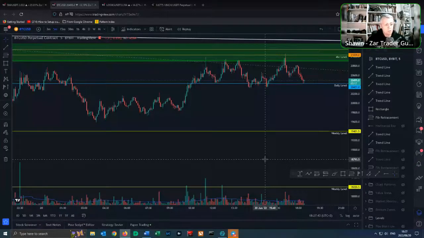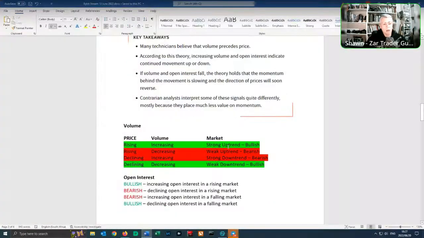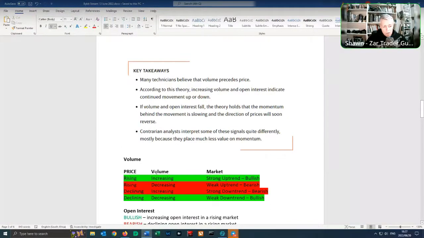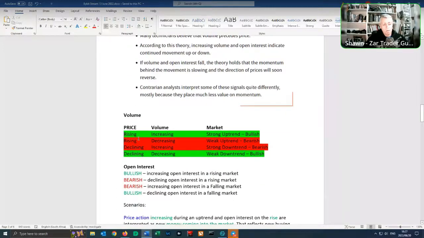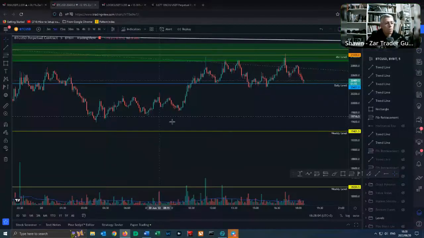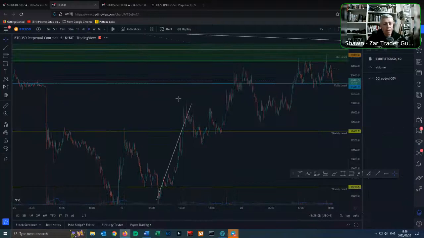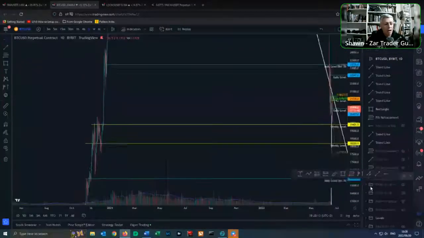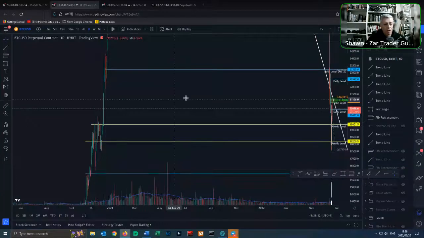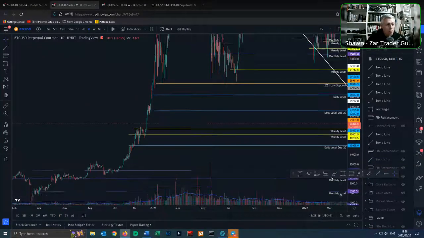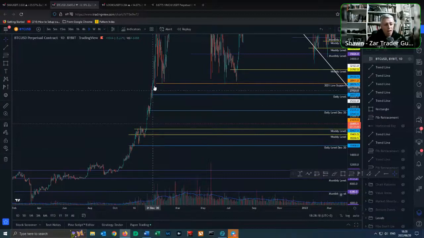So coming back to volume and how to read volume, use this little cheat sheet. If price is rising and volume is increasing, that means we have a strong uptrend. And if we look at the price on the charts, I'm going to go to the daily candle and look where we really had Bitcoin pumping. You can see where this price was increasing exponentially. Look what was happening to the volume.